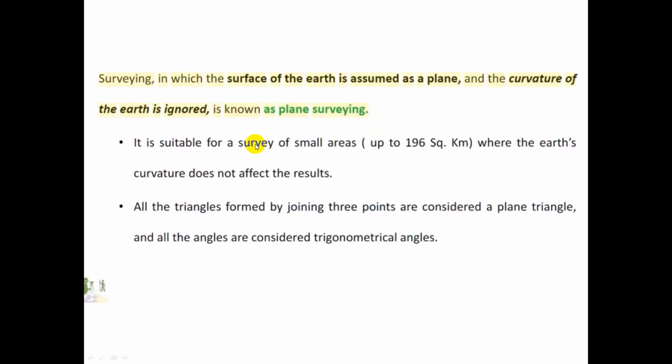Okay, so all lines and all distances are just straight lines. All the triangles formed by joining 3 points are considered plane triangles, and all the angles are considered trigonometrical triangles. So you can apply your trigonometry to all your computations as long as it is 196 square kilometers and below. Our calculations and solutions can use basic trigonometry, because everything is a straight line. The curvature of the Earth does not yet come in, so we can neglect it.